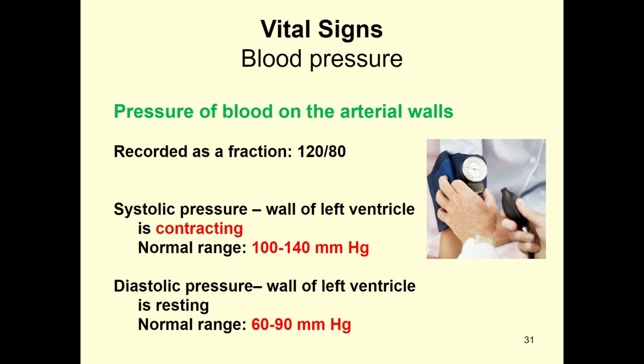Versus that second number, which is your diastolic number, that's when the ventricle relaxes. And so while it's filling back up with blood, the amount of blood in your arteries lowers a little bit. That number is the amount of pressure that the blood is putting on the artery walls when your heart isn't actively squeezing, when that left ventricle isn't actively squeezing.